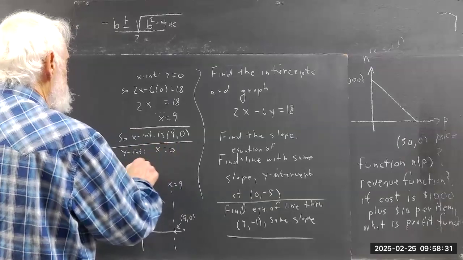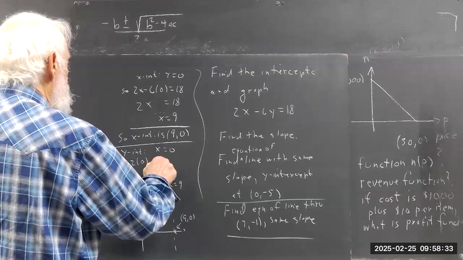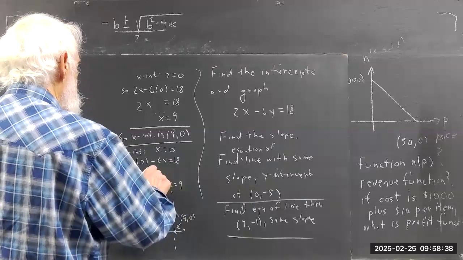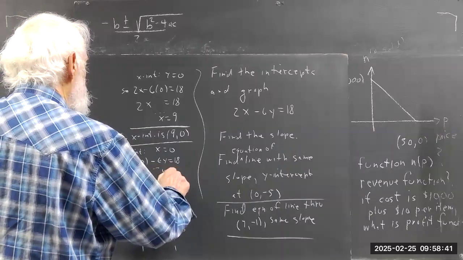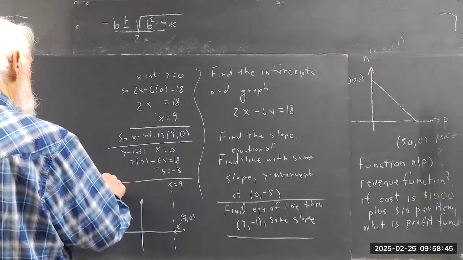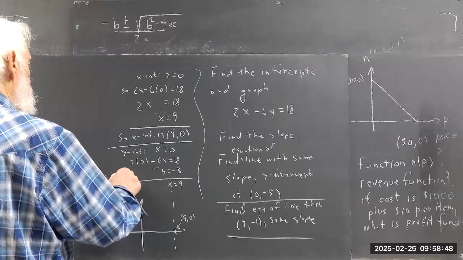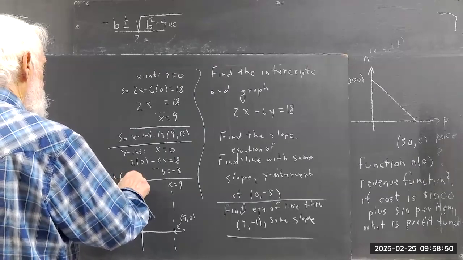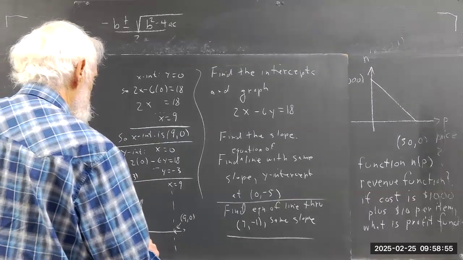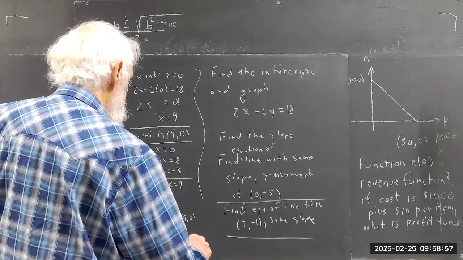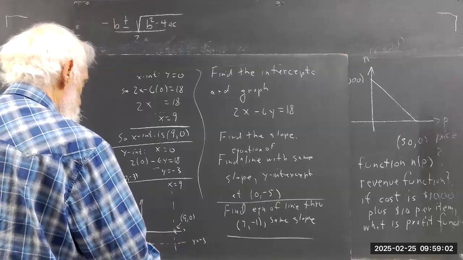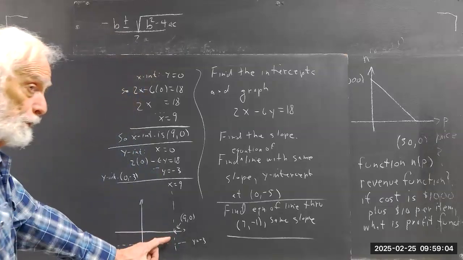The y-intercept is at x equals 0, which gives you 2 times 0 minus 6y equals 18. So y equals -3. So your y-intercept occurs at (0, -3). So I'll just say here's the line where y equals -3. And here's your y-intercept.